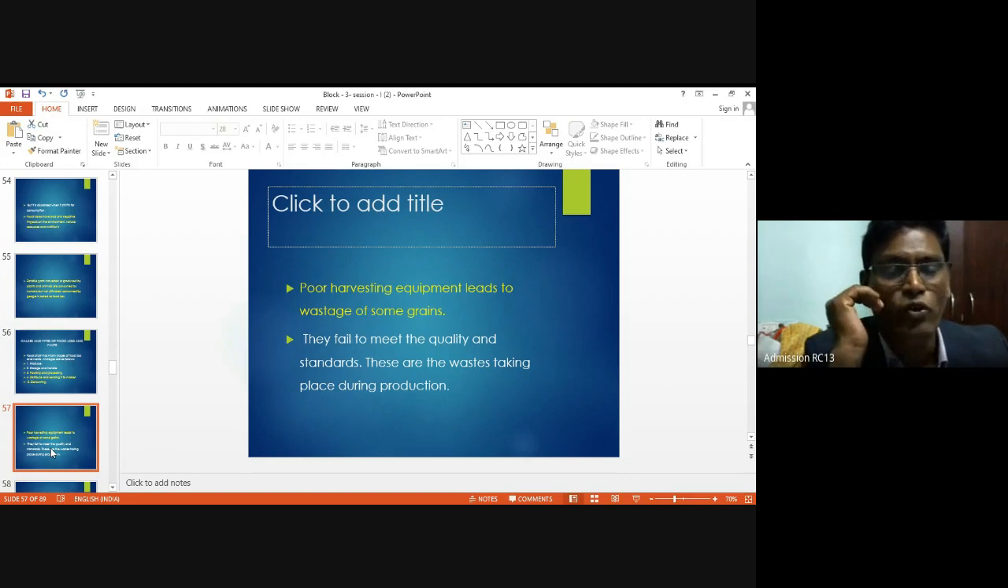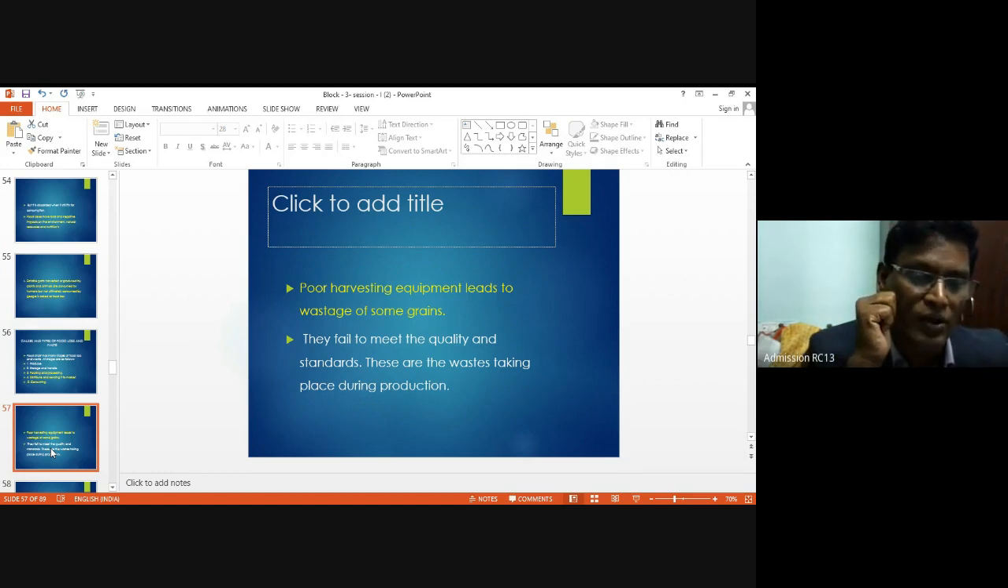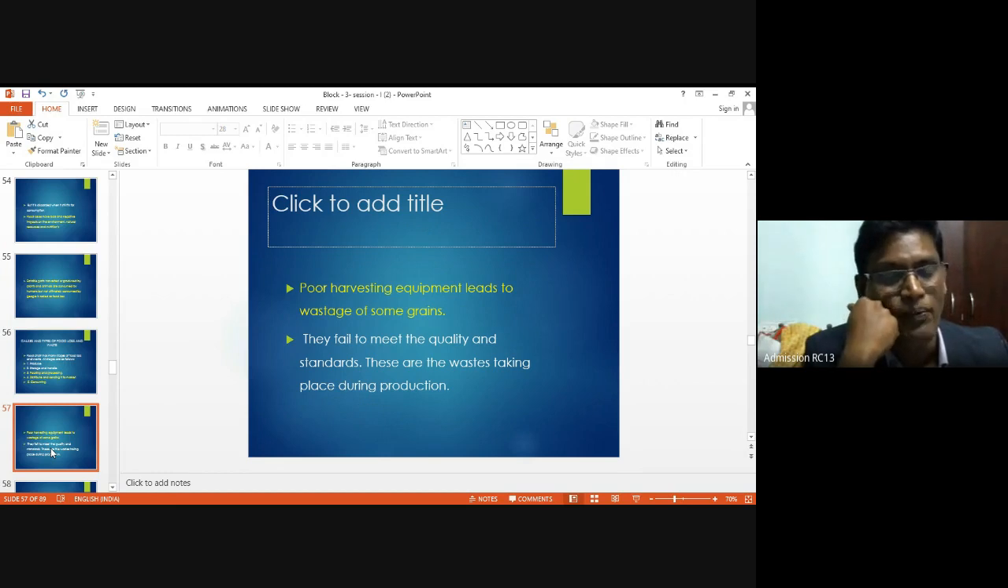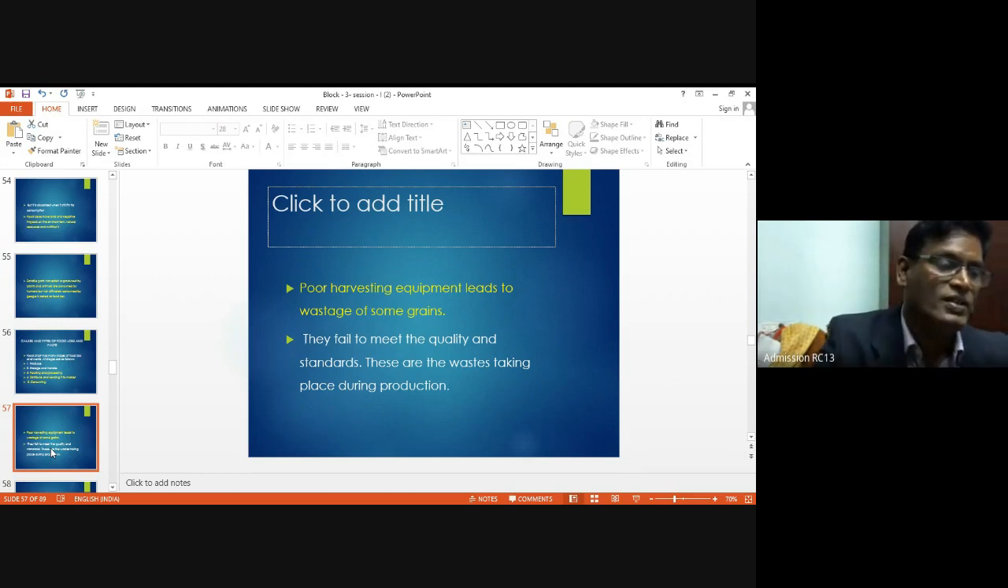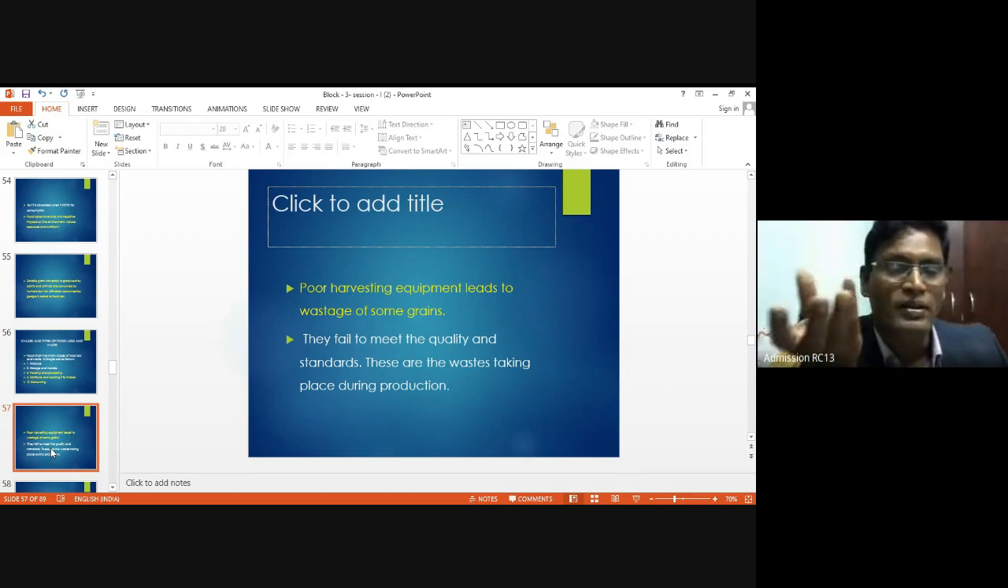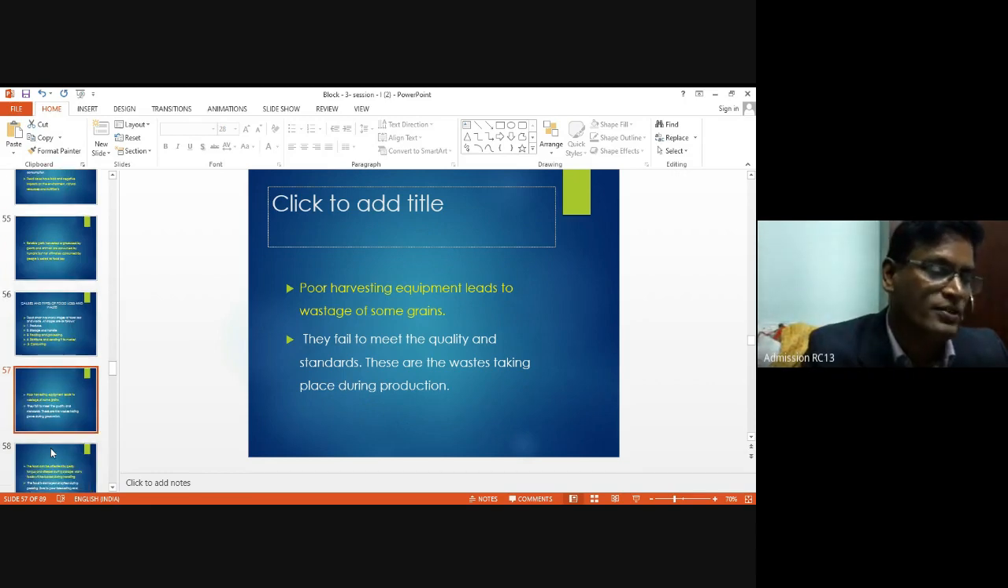Poor harvesting equipment leads to the wastage of some grains. During the harvesting of food from the crop land, because the proper equipment is not used or maintained for this process, there is also some loss of grains in the harvesting stage itself. They fail to meet the quality and standards. These are the wastes taking place during production, where grains and food products are wasted at the production level.